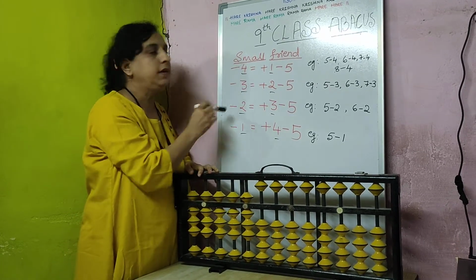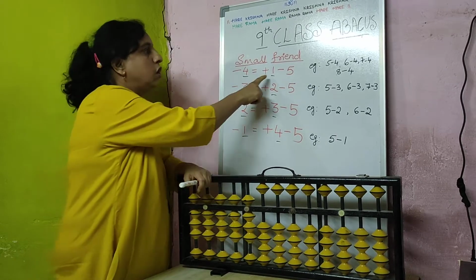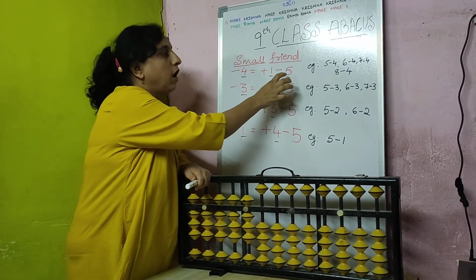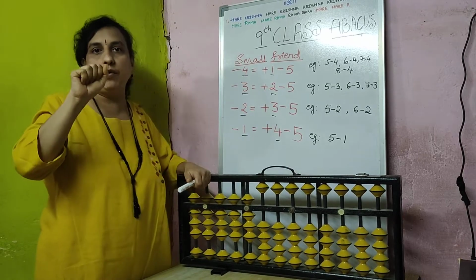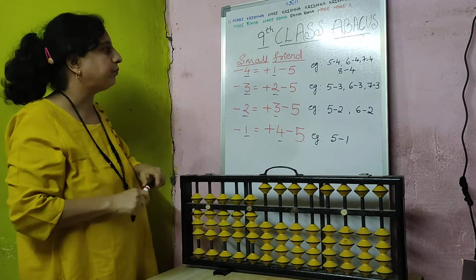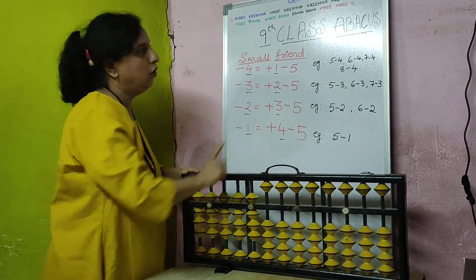Why +1? Means 4's friend is 1. See here, 4's friend is 1. So we have to use this 1 in this formula. And why this 5 everywhere means we are opening 5 fingers. That's why these are the numbers. Okay, so now let us see. I will first go for this example.